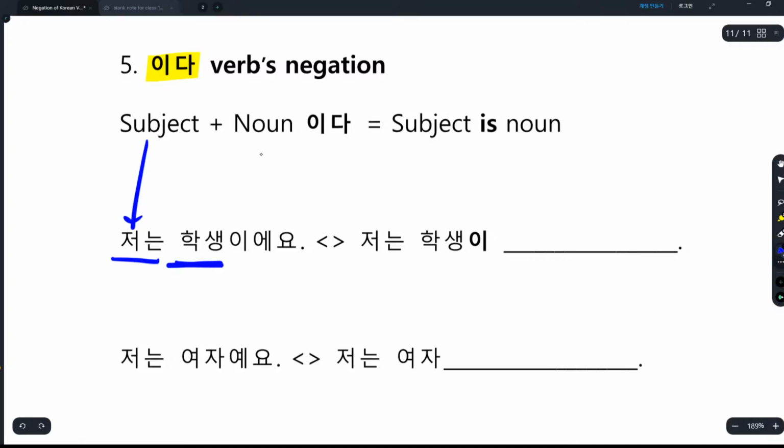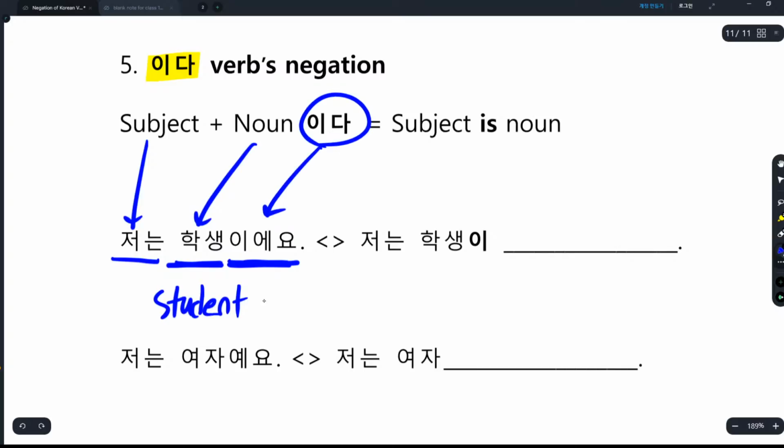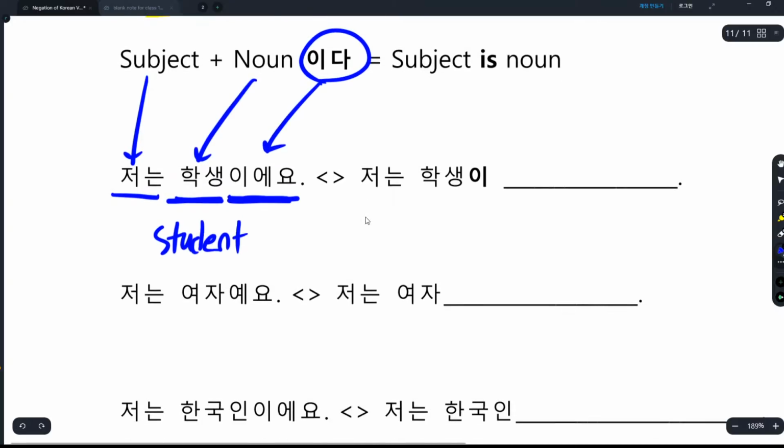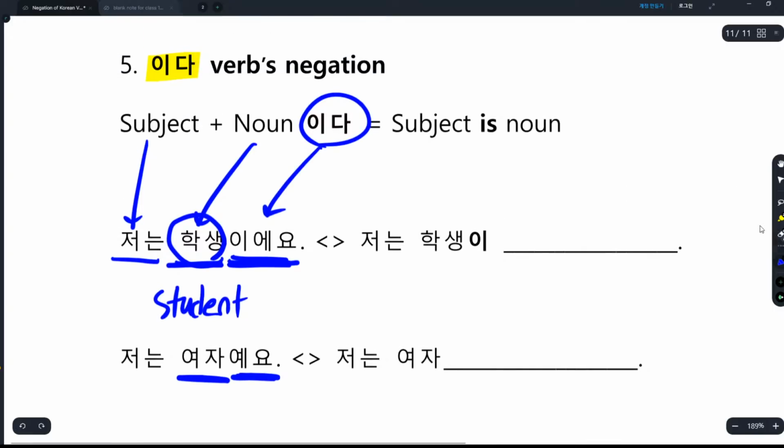저는 학생 means a student, and 이에요 is the present conjugation of the 이다 verb. We learned that if the noun ends in 받침, we put 이에요. If the noun doesn't end in 받침, we put 예요. Right? So 저는 학생이에요 would mean I am a student.